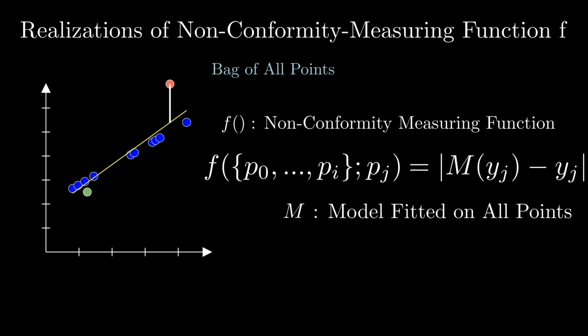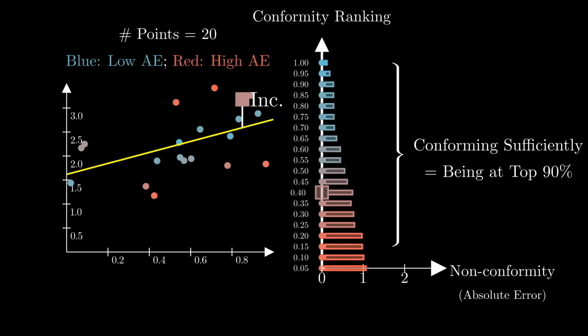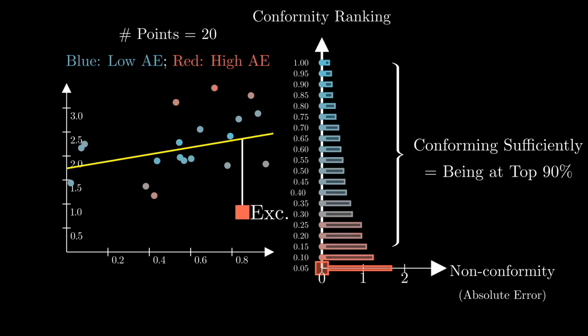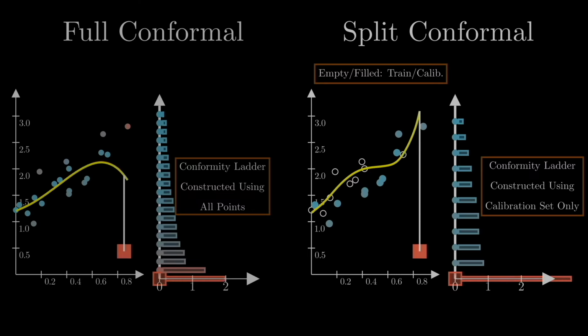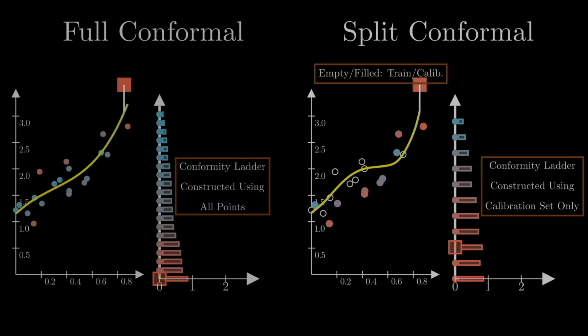In the last two episodes, we covered concepts such as measuring non-conformity of a point with a bag of points using, for example, absolute errors, the concept of conformity ladder, where the lower the non-conformity of a point, the higher it sits on the ladder, and also full and split conformal methods and their differences. In the present episode, we will strongly rely on those concepts. So if you have not watched the previous episodes yet, I strongly recommend you do so first.